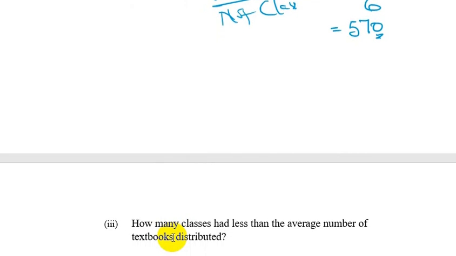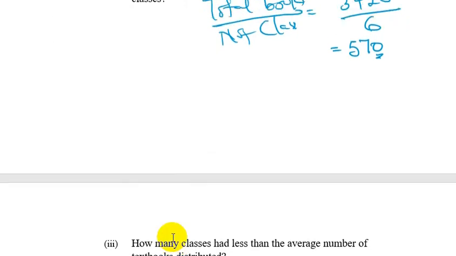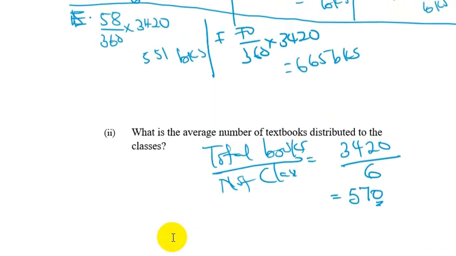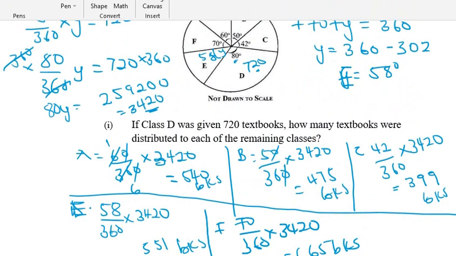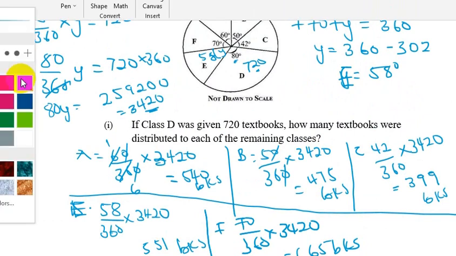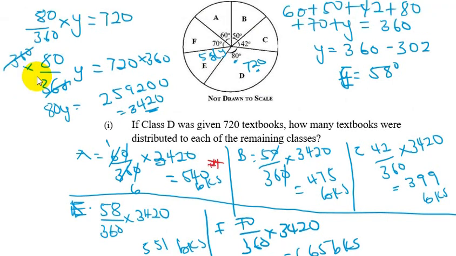Now they are asking how many had less than the average. So the average is 570. Let's see those who had less. We can see clearly that A had less. A had 540. They had less. B had less. C had less, and E also had less. So four.